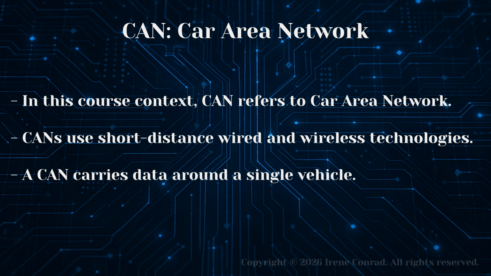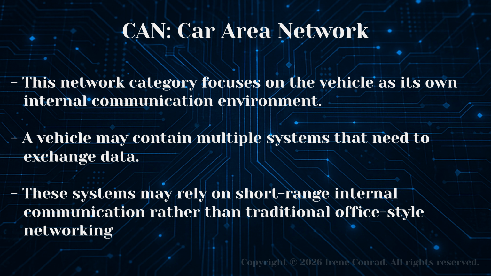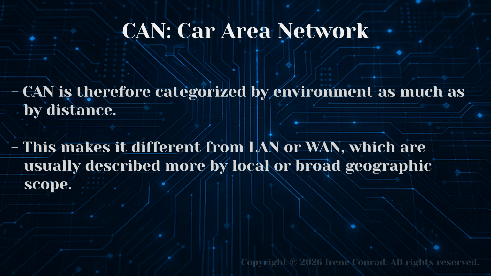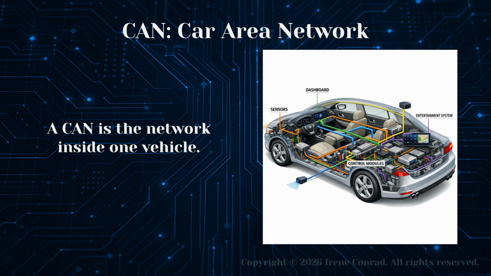Next is CAN. For this course, CAN refers to a car area network. Car area networks use short distance wired and wireless technologies to carry data around a single vehicle. So, the easiest way to think about a CAN is this: it is the network inside the vehicle itself. In other words, the car is not just one device, it contains multiple systems that need to share information and work together. So when you hear CAN in this lecture, think the network inside one car.